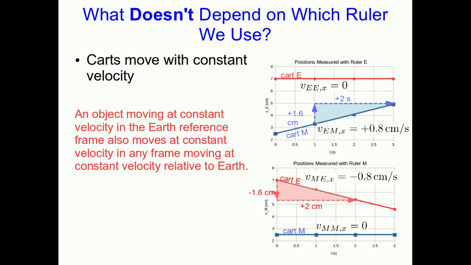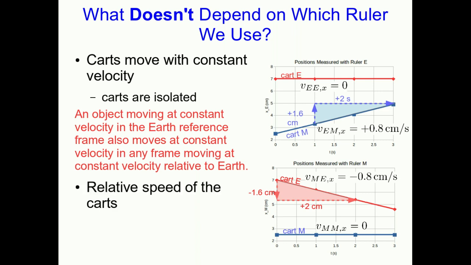Notice what this means, because these carts presumably have constant inertias as well as constant velocities, so these carts are isolated. That means that no matter which of these rulers we use, we agree that the carts are isolated. Does that mean we might have actually answered part of the central question of this unit? We can go a little further because the relative speed of the carts is also the same no matter which ruler we use. Check! It's 0.8 centimeters per second for all three rulers I used. Wasn't relative speed kind of important? Maybe we've just answered another part of the central question.